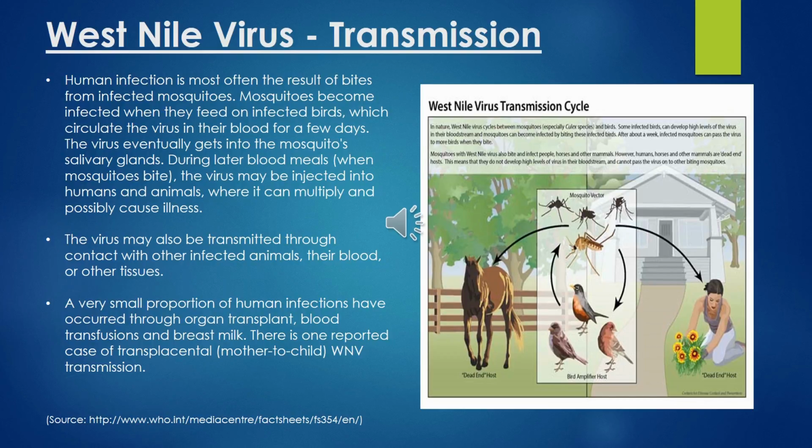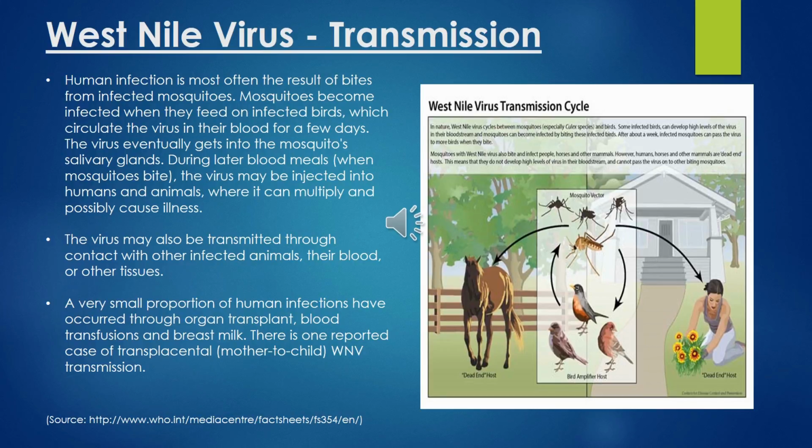The virus may also be transmitted through contact with other infected animals, their blood or other tissues. A very small proportion of human infections have occurred through organ transplant, blood transfusion, and breast milk. There was only one reported case of a transplacental mother-to-child West Nile virus transmission.